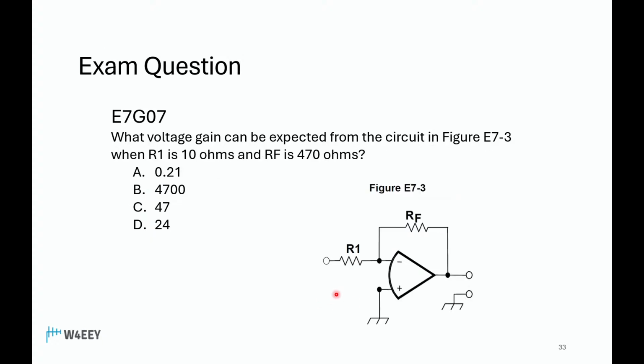All right. Here's a calculation, and you can do this on your calculator in about 5 seconds. What voltage gain can be expected from this circuit when R1 is 10 ohms and RF is 470? Remember, the bigger divided by the smaller. C, Charlie. It is C, Charlie.